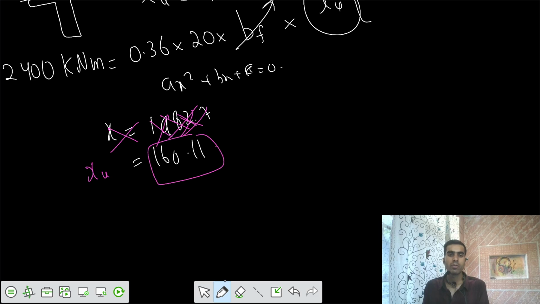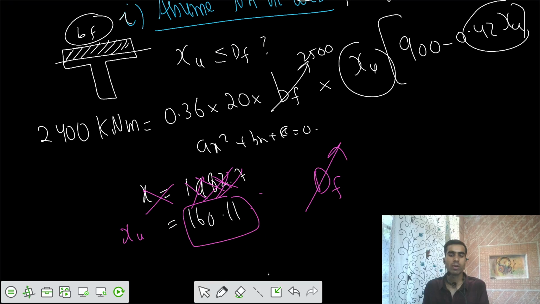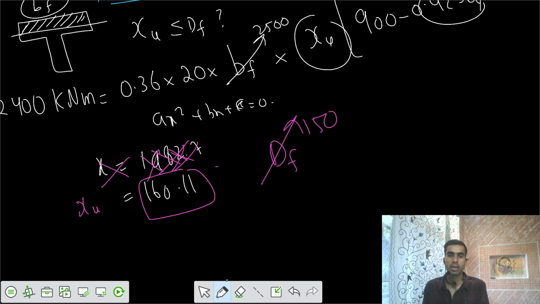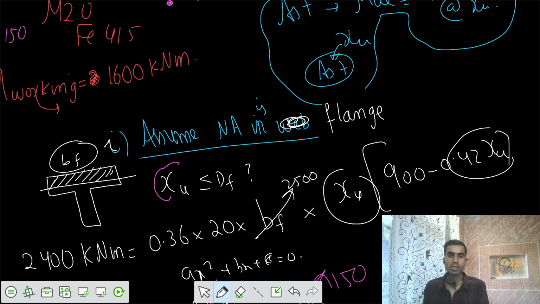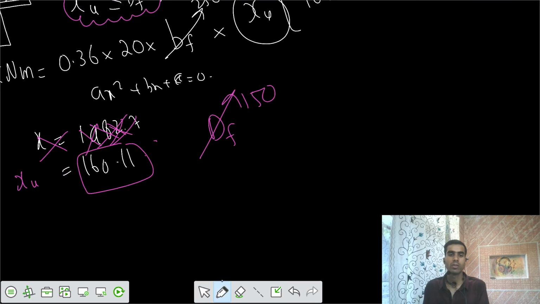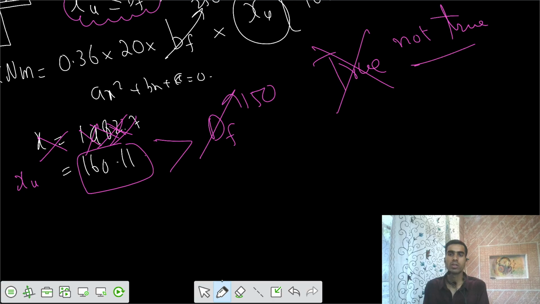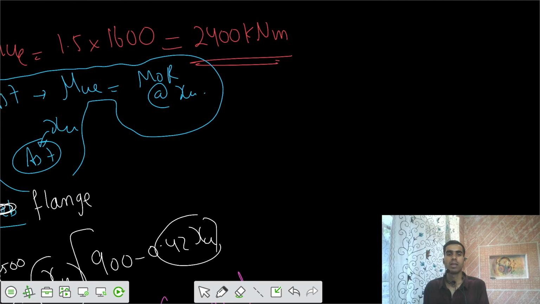But if I compare it with respect to DF, your DF was actually 150. My assumption was that XU was less than DF, but I got XU greater than DF. So that means the assumption is not true. So I have to go for the second assumption, that the neutral axis is in the web.